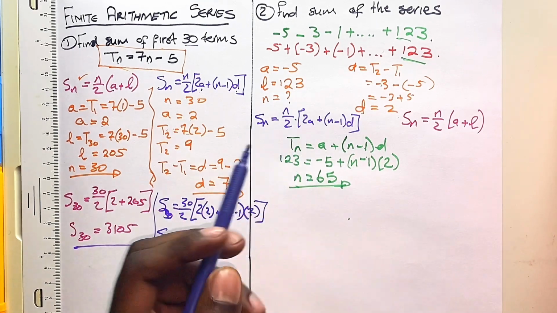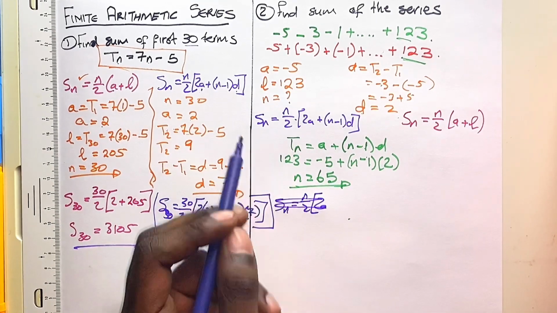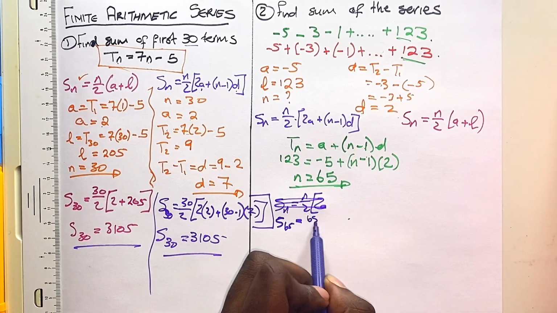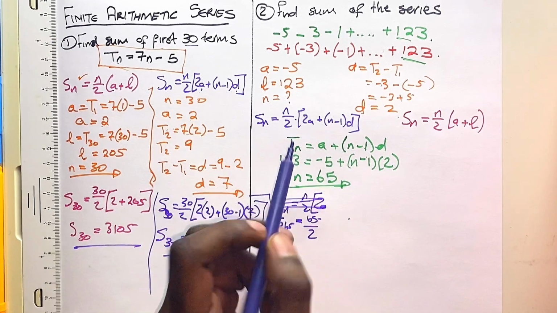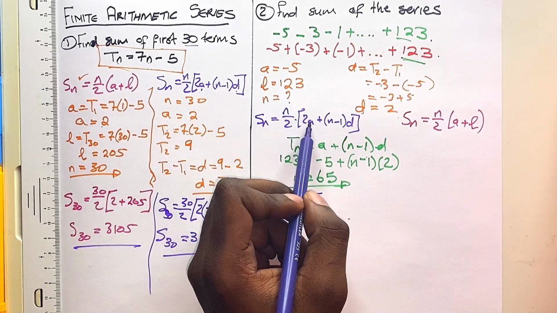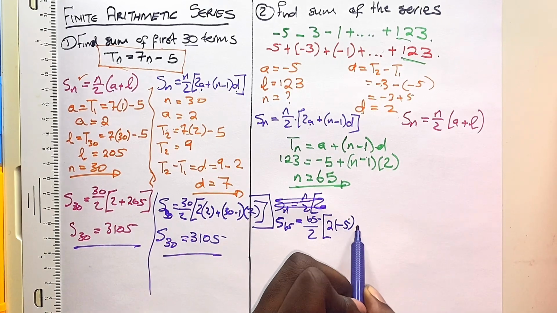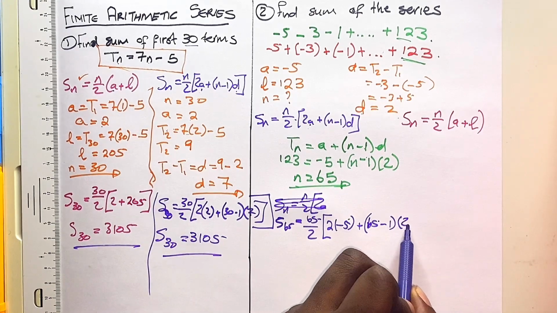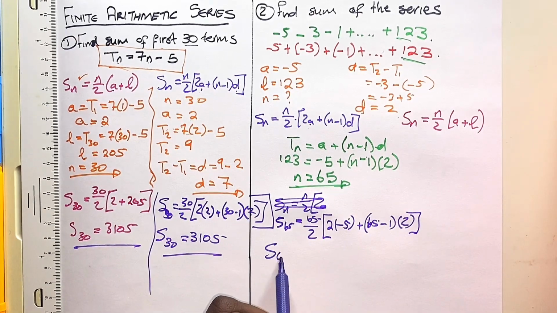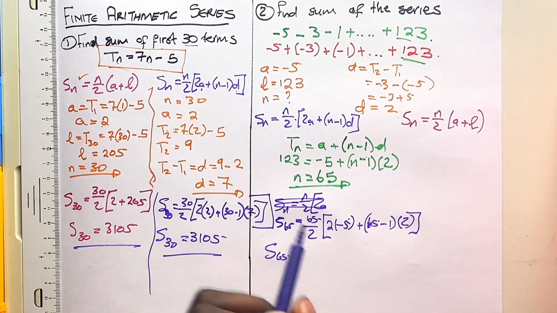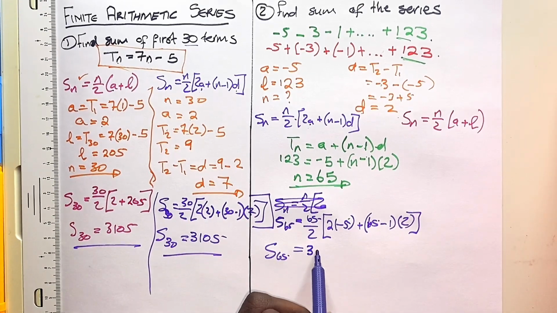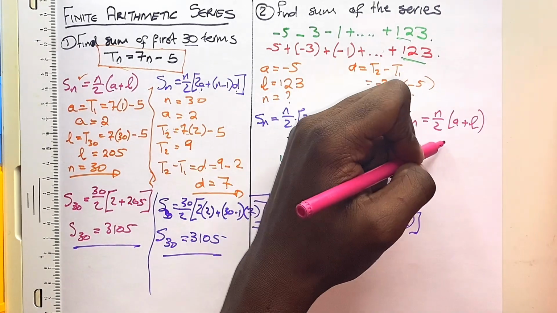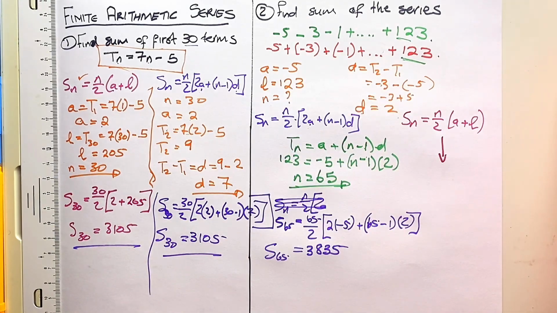Now, let's start off with the first formula. We are going to substitute: S of 65 terms is equal to 65 over 2 into 2a, which is -5, plus n, which is 65, minus 1. Our common difference is 2. And then the sum of 65 terms in this series is equal to 3,835.